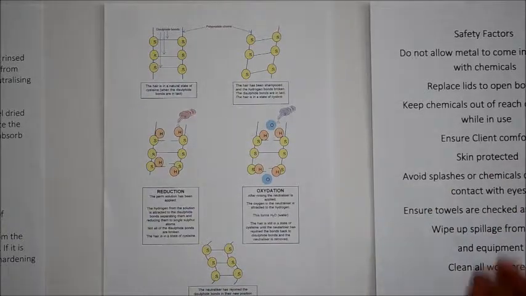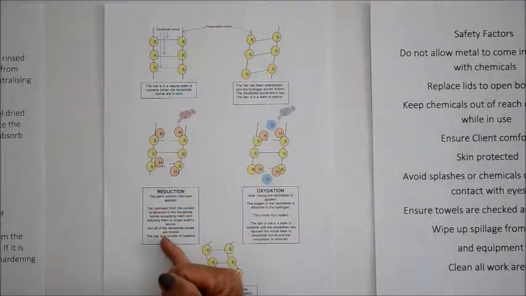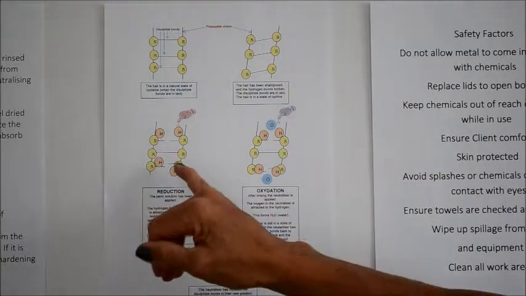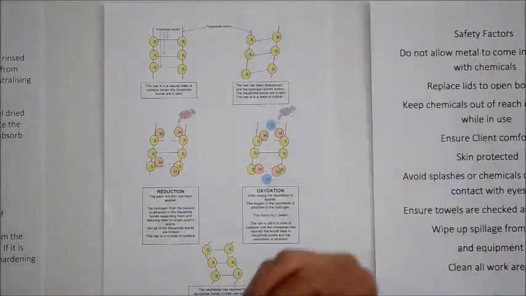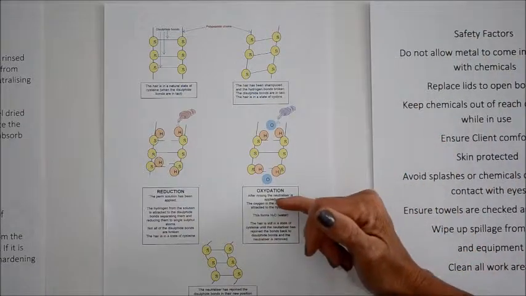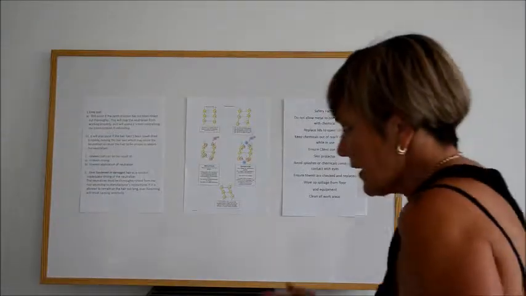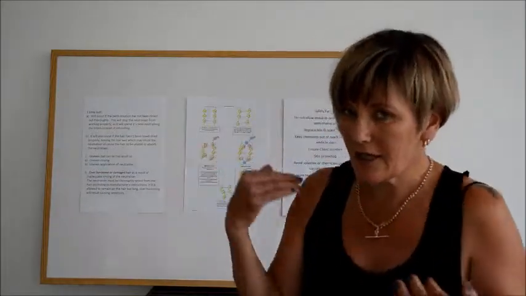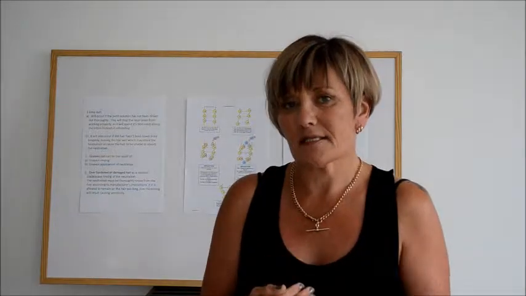So just to recap, the process of perm solution or perming here is a process of reducing the cross bonds, the disulfide bonds, and then oxidation, where we oxidize the hair to rejoin the cross bonds. So now that we've looked at the chemical action and the chemical process of perming on hair, we need to talk about the chemical composition of Neutraliser, just so that you really understand that.